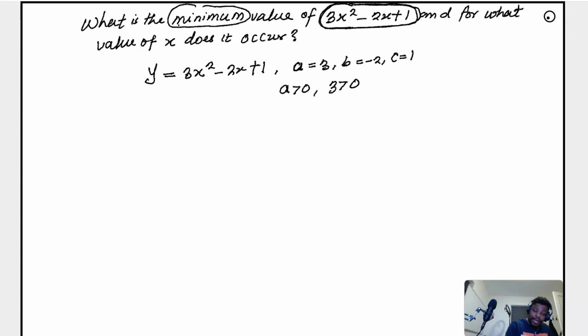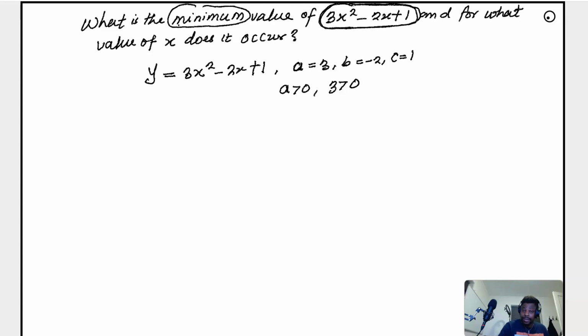So here, remember the first rule. When a is greater than 0, it's only minimum point you can get for the function. That is why they are asking you to find the minimum point. Okay, so now we know why they're asking us for the minimum point. But how do we solve minimum value or maximum value?